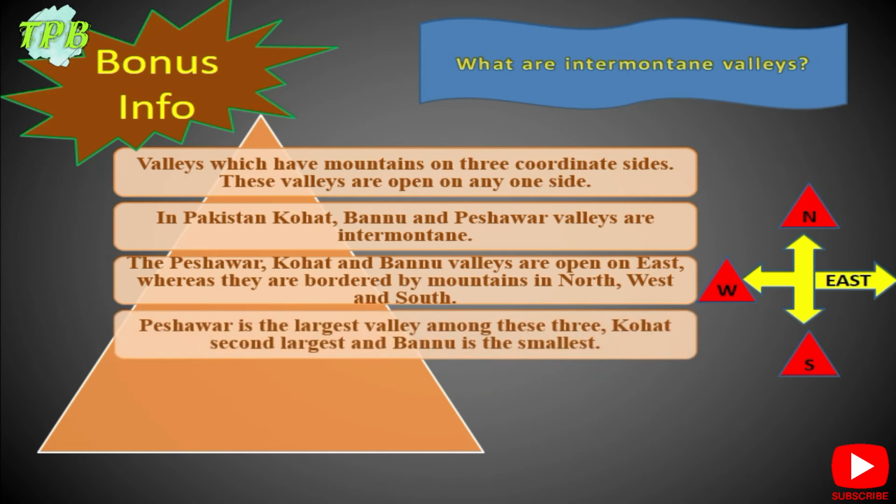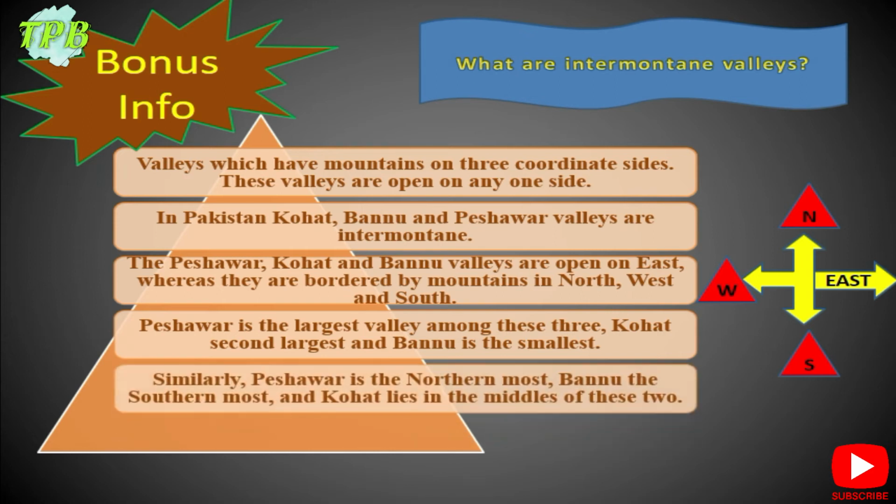Peshawar among all of these is the largest valley and Kohat is the second largest. Bannu is the smallest of all three valleys. Peshawar is in the northernmost, Bannu in the southernmost, and Kohat is in the middle of these two valleys.